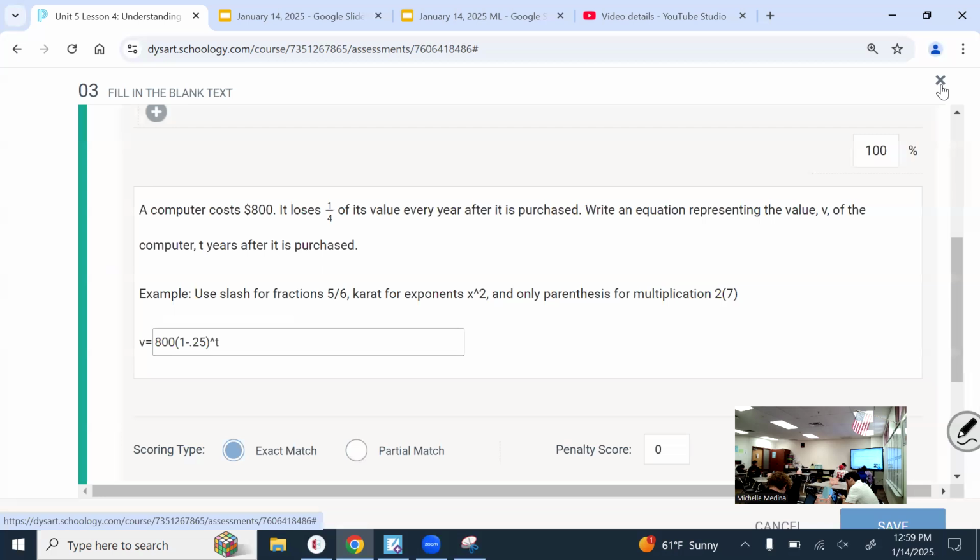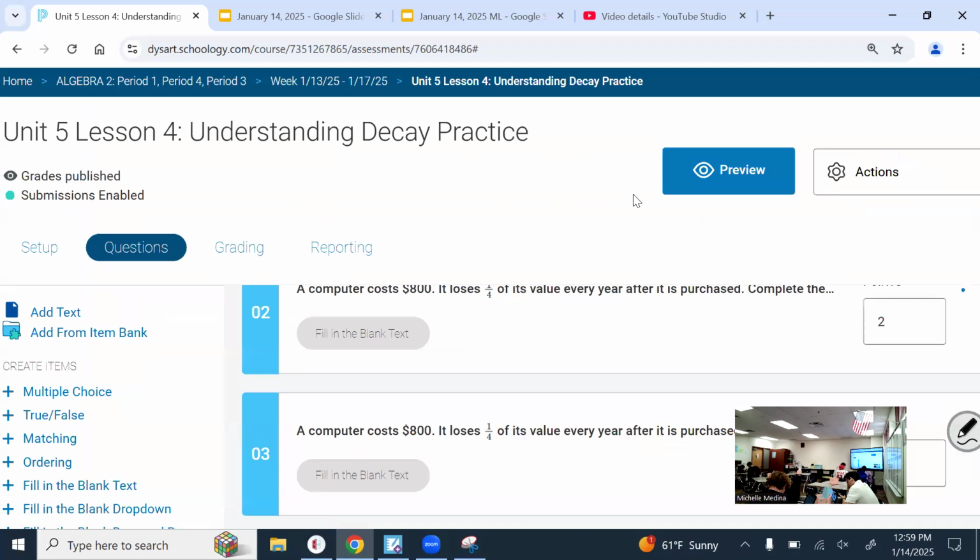Questions on that? Questions on other questions? Or any question. Could be from lesson 5, could be from any practice.